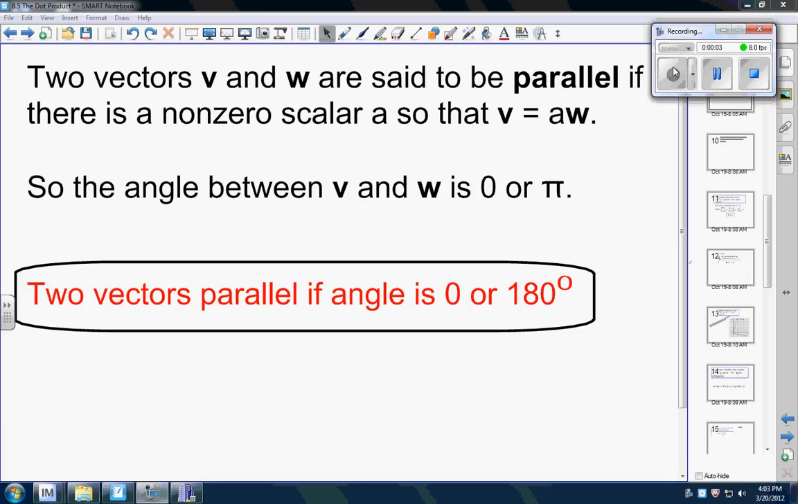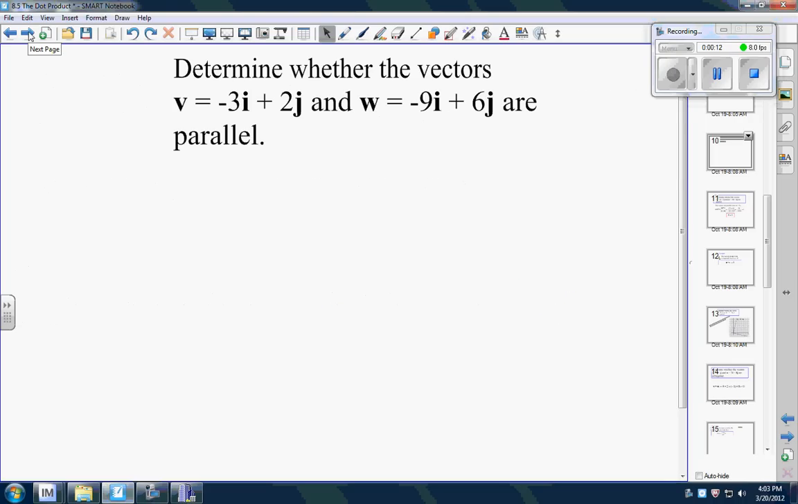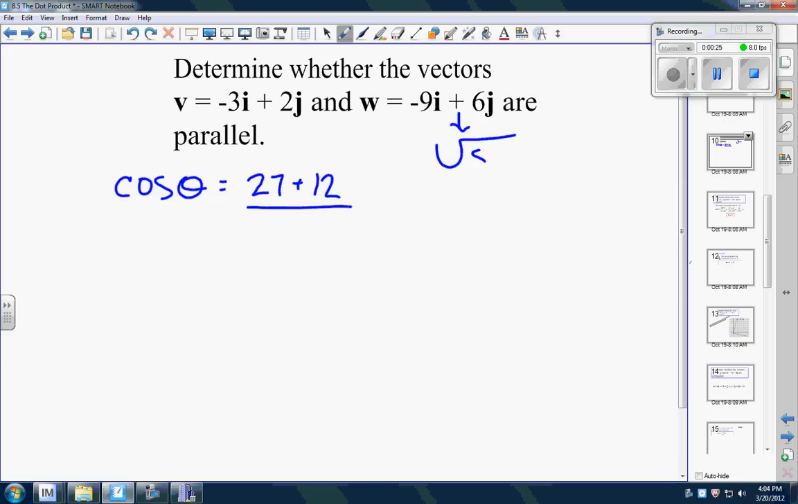So we'll pick right back up talking about two vectors are parallel if the angle between them is 0 or 180 degrees. So let's say I give you these two guys here. We just want to find the angle between them and see what happens. So it's going to be a dot product on top divided by magnitudes. Notice I don't even use the -9 in there because it's just going to give us some wrong answers.